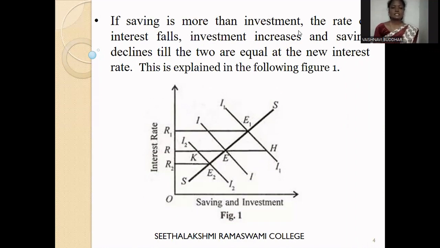SS is the saving curve, and II is the investment curve, which we can see in the diagram, I1, I2. This is the common or general saving curve, which is upward sloping. It reveals the relationship between saving and investment and the interest rate. So when saving and investment react with the interest rate, how does the equilibrium come about?